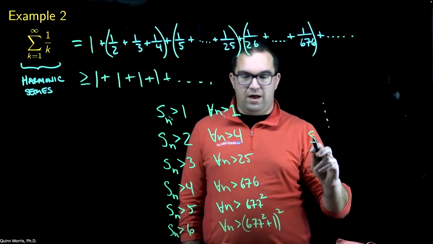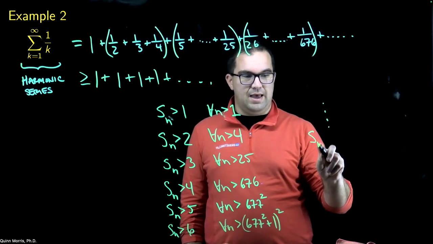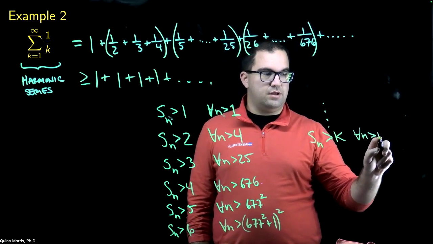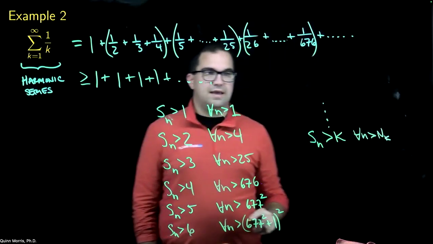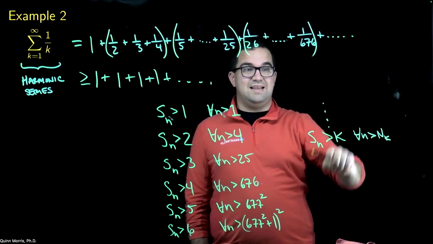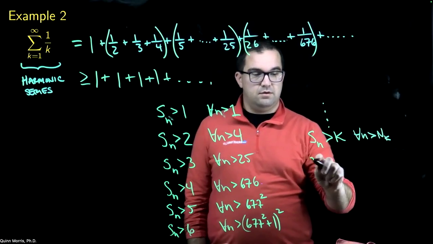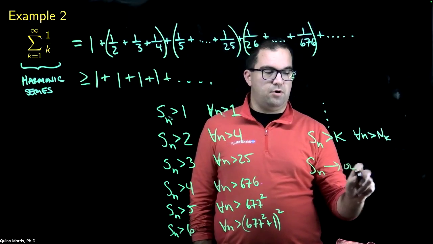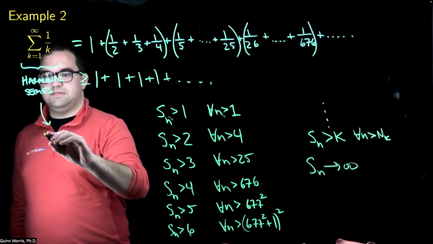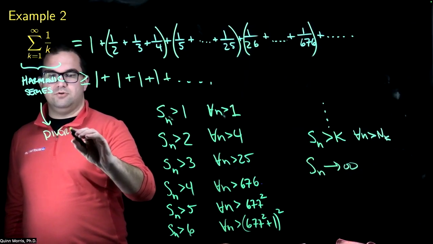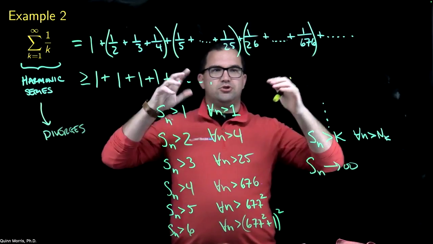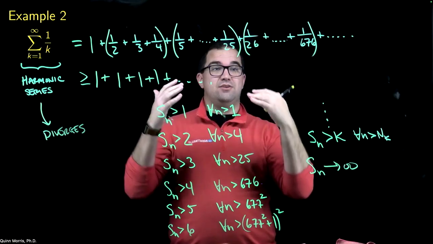I could always find some value n sub k so that s sub n was greater than k for all n greater than or equal to some n sub k, which means my sequence of partial sums eventually gets larger than any number you give me. That means that the sequence of partial sums is running off to infinity, which means that this diverges.